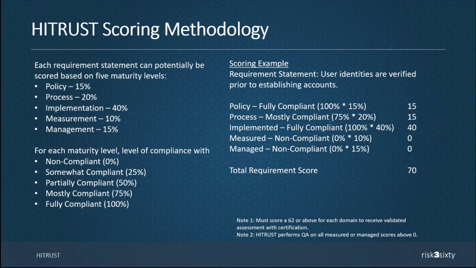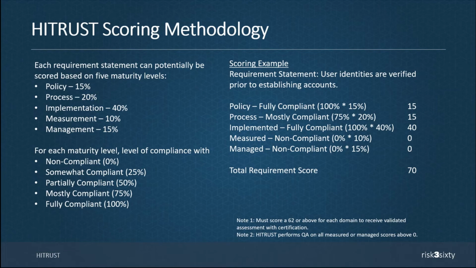In that case, we would mark this as being fully compliant, as you can see to the bottom left of my screen. So you'd receive 100%, and we're going to multiply that by the 15% of the requirement statement that policy comprises. So we multiply 100 times 15, we get 15 total points towards my overall requirement statement.